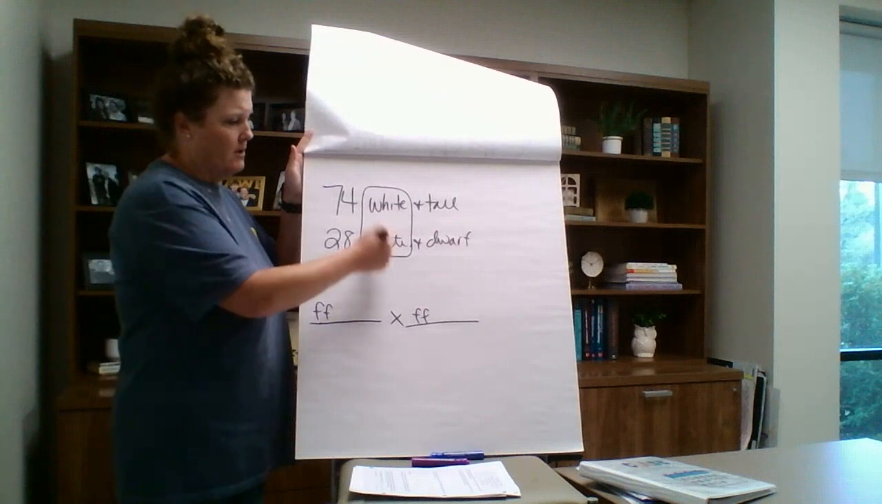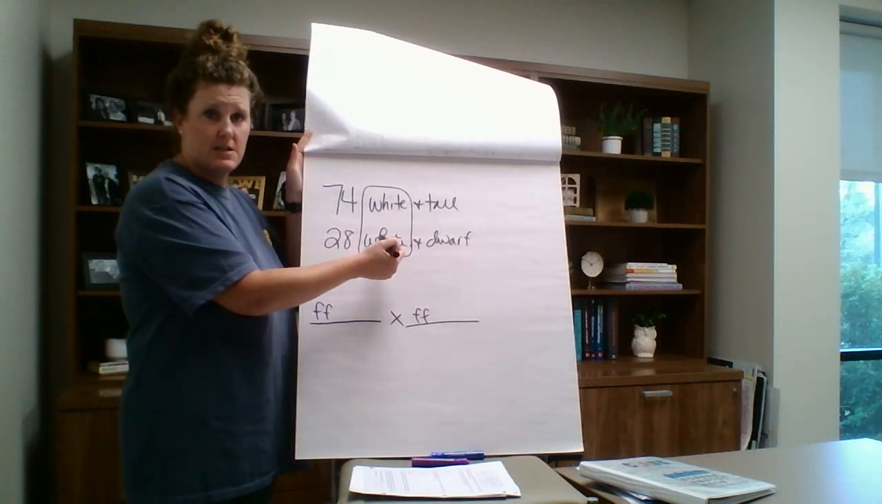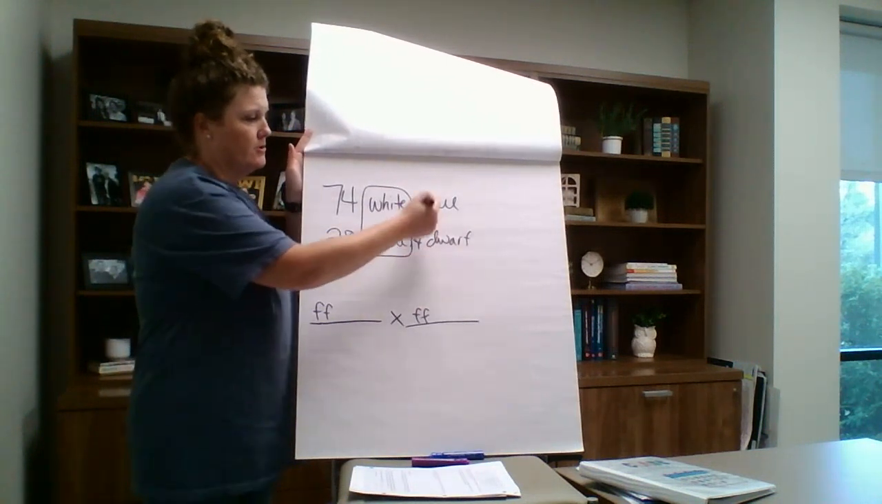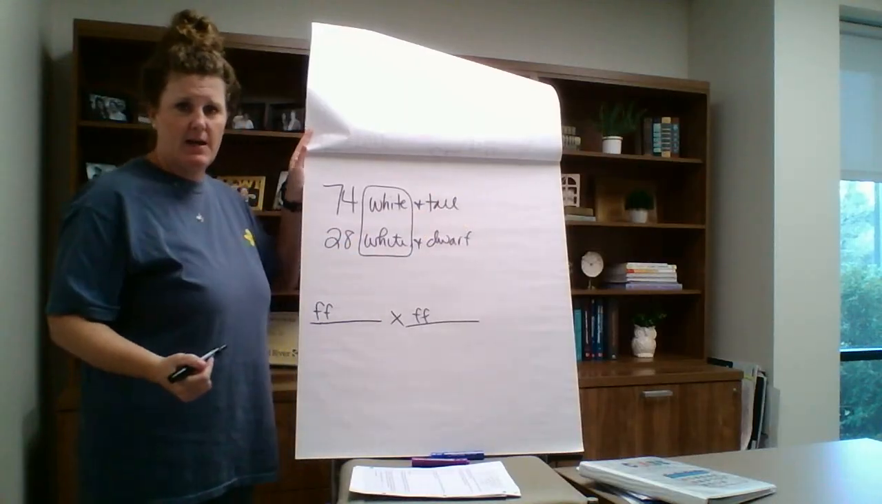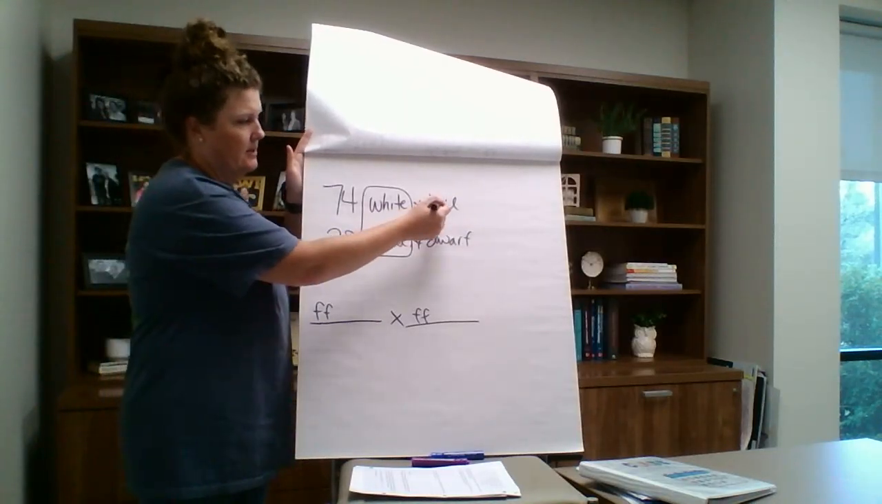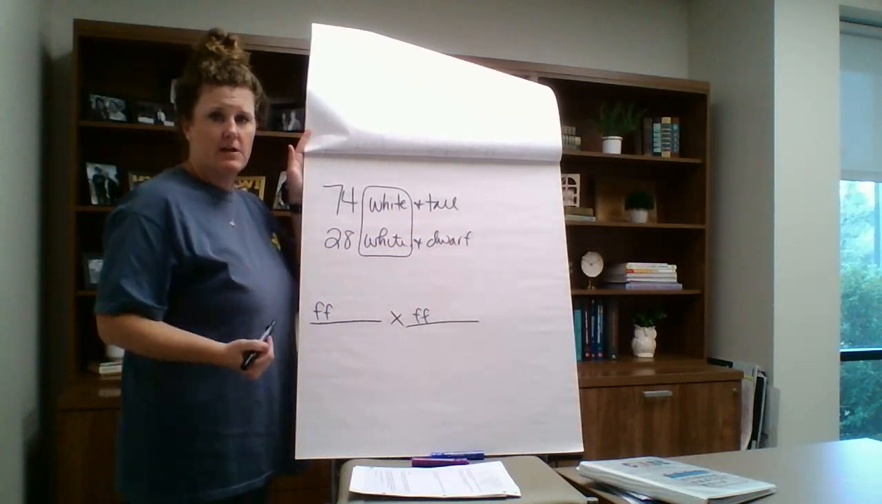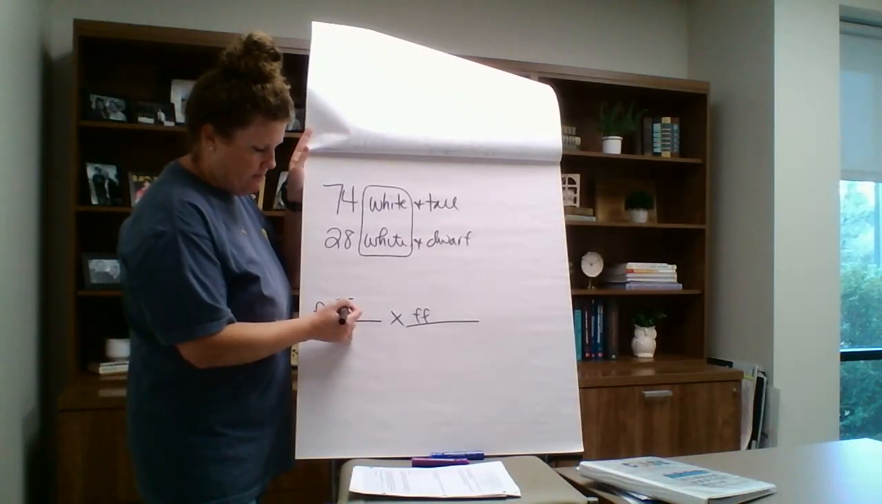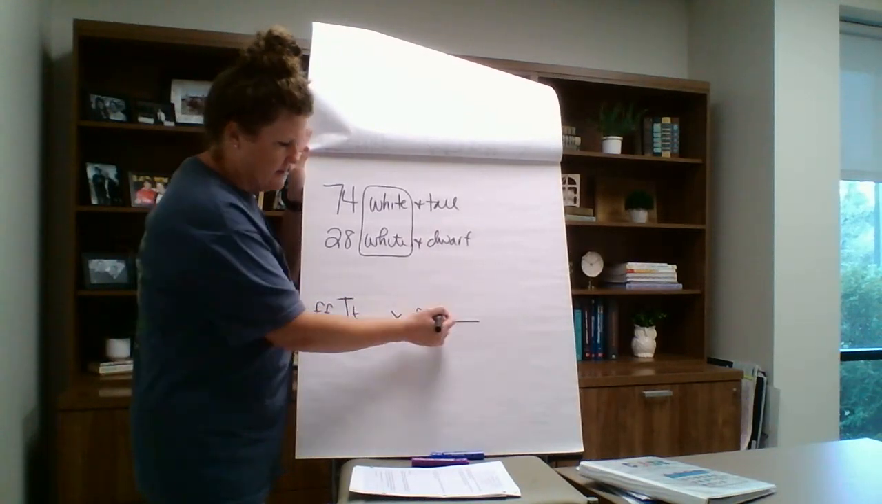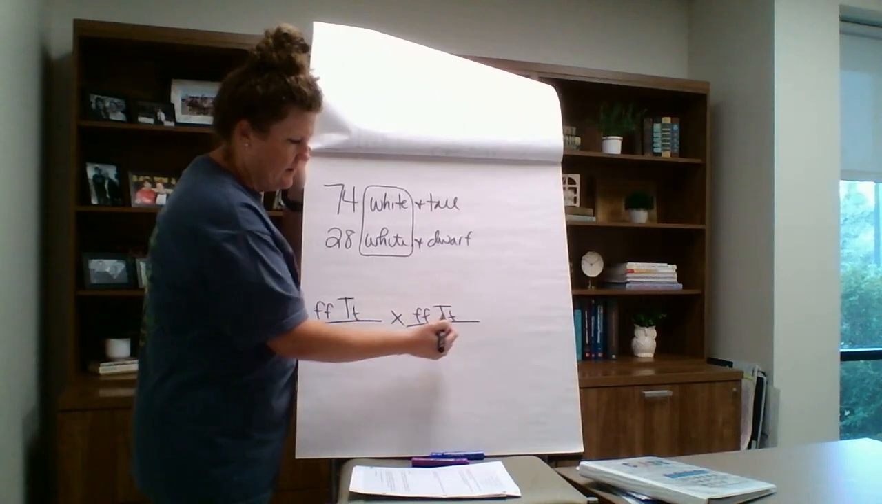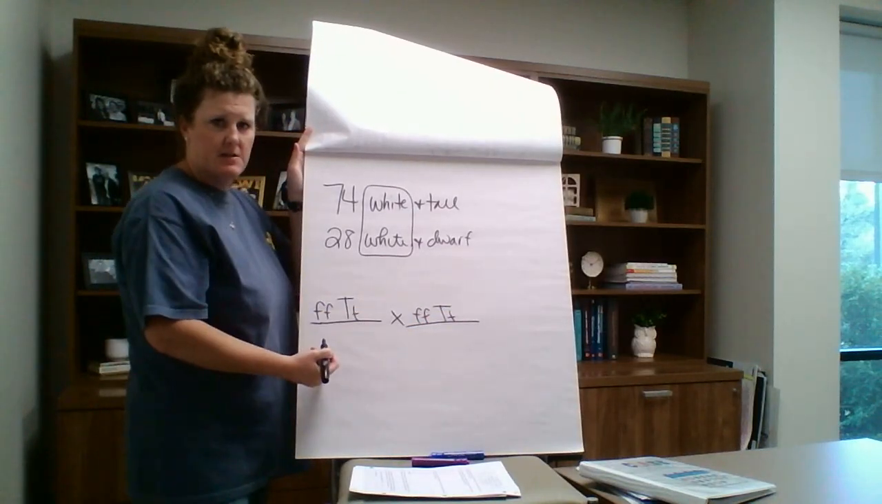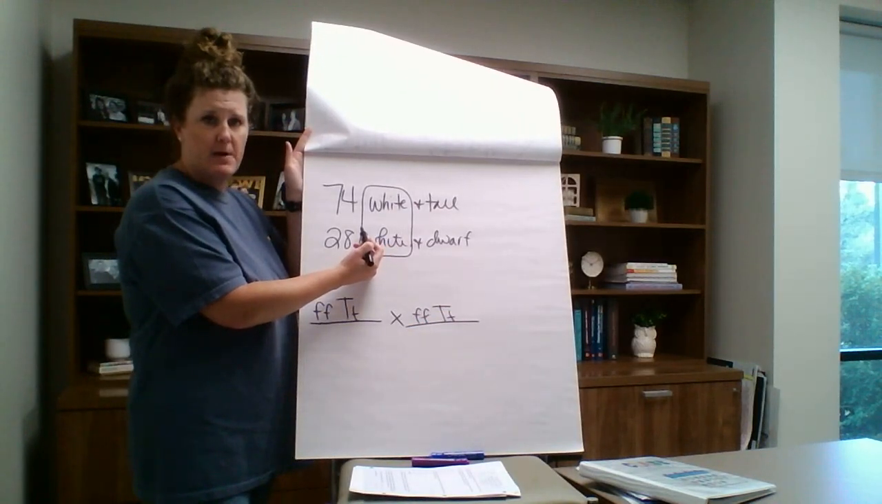So for trait number 1, the parents were all recessive. For trait number 2, my parents must have been heterozygous because I have a 3-to-1 ratio when it comes to tall and dwarf. So both parents are heterozygous. So these are my parents that could have produced those babies.